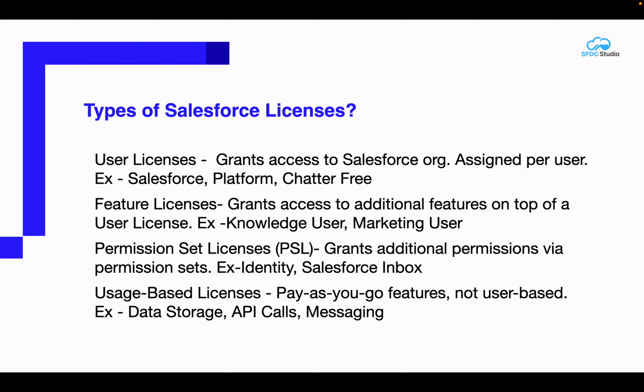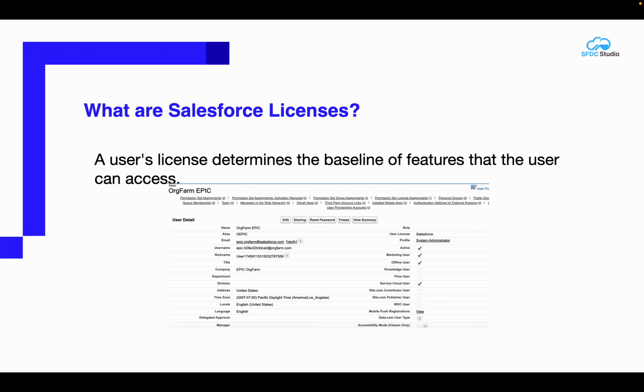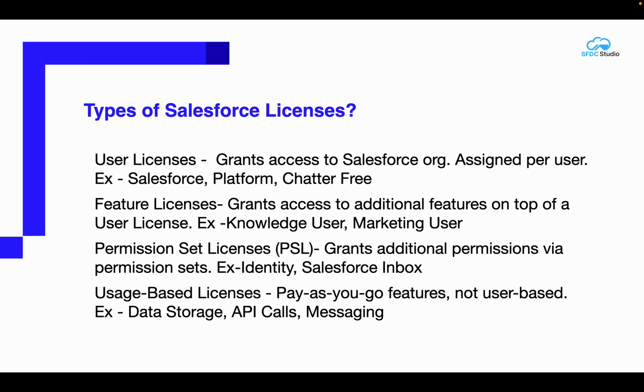Second comes the feature license. What is a feature license? It grants access to additional features on top of the user license. Let's go back to the slide and try to understand. Within this slide, if you notice, user license is written, then after that it is written marketing user, knowledge user, flow user, service cloud user. So these are the additional access that the user can have other than the license. This is what we call a feature license.